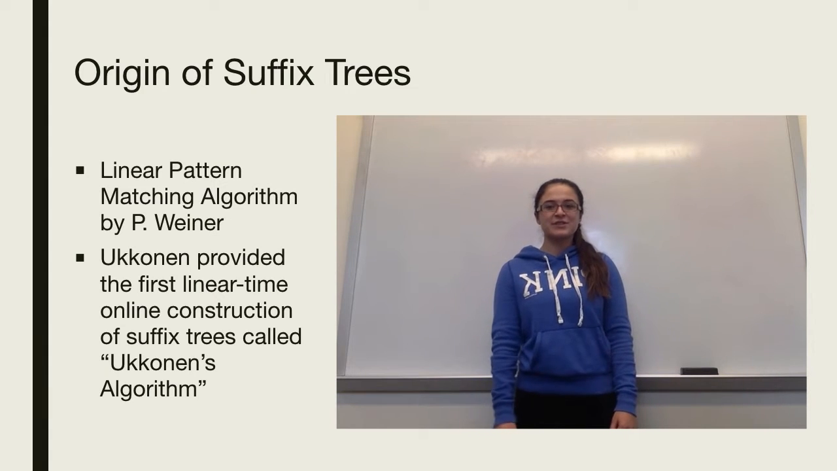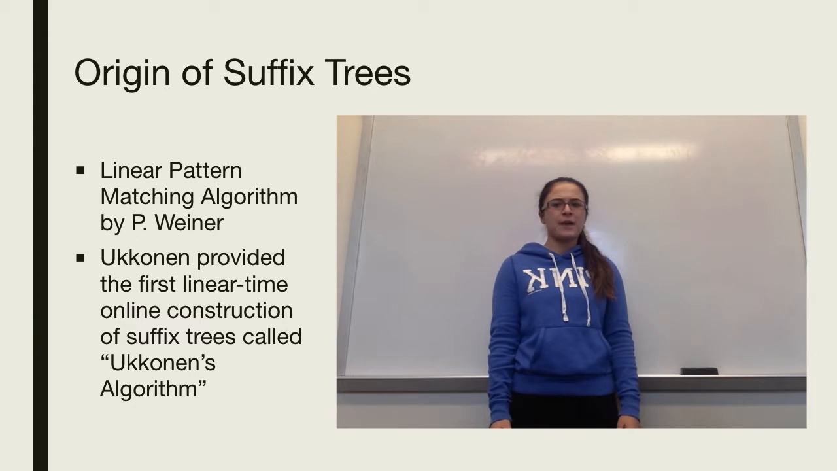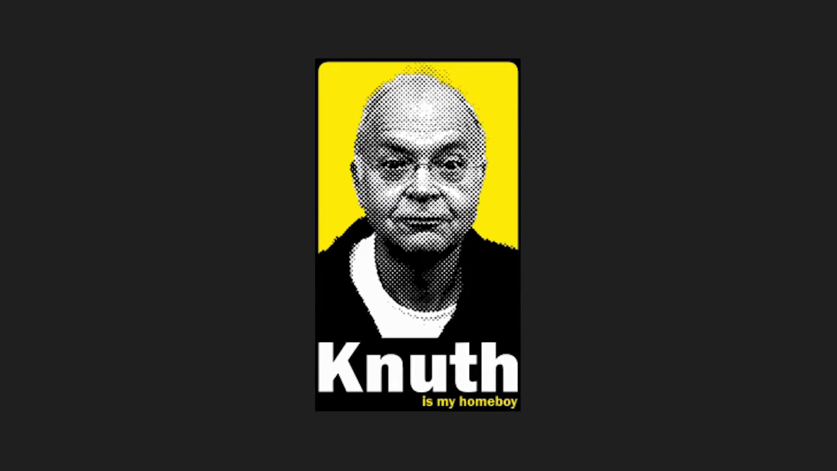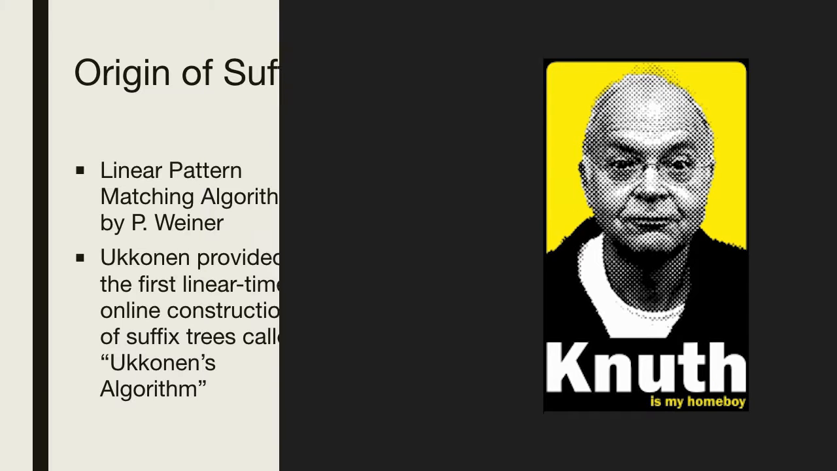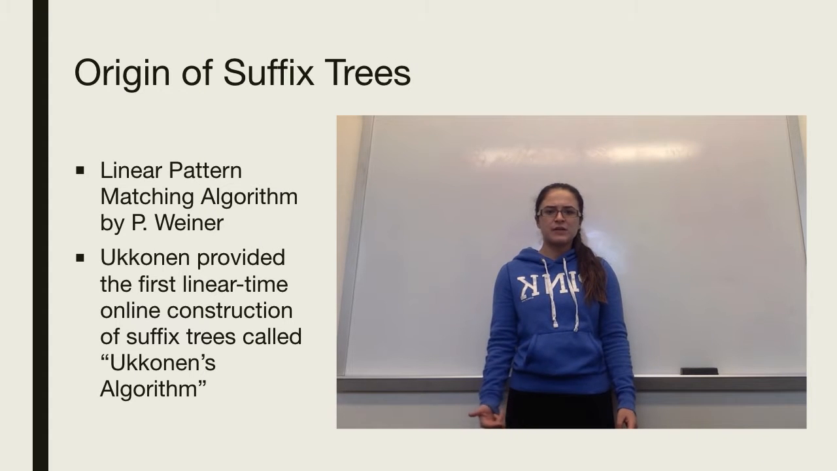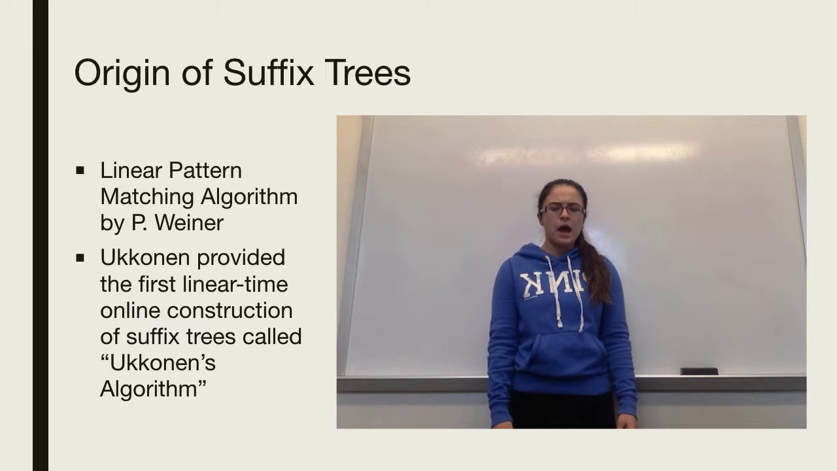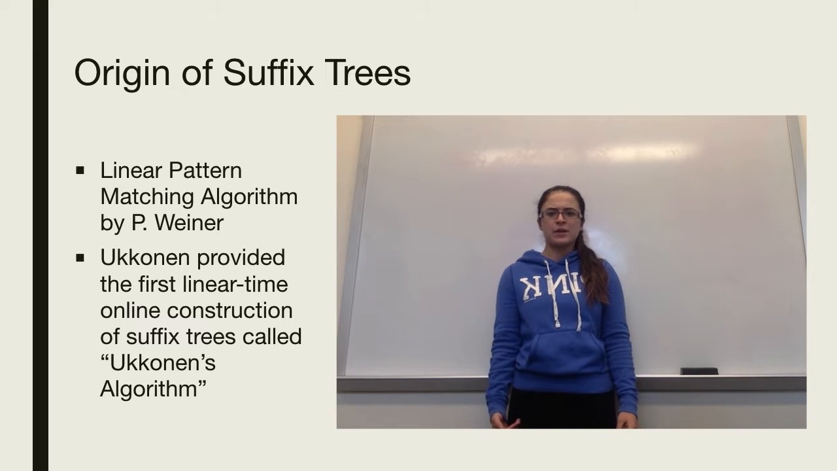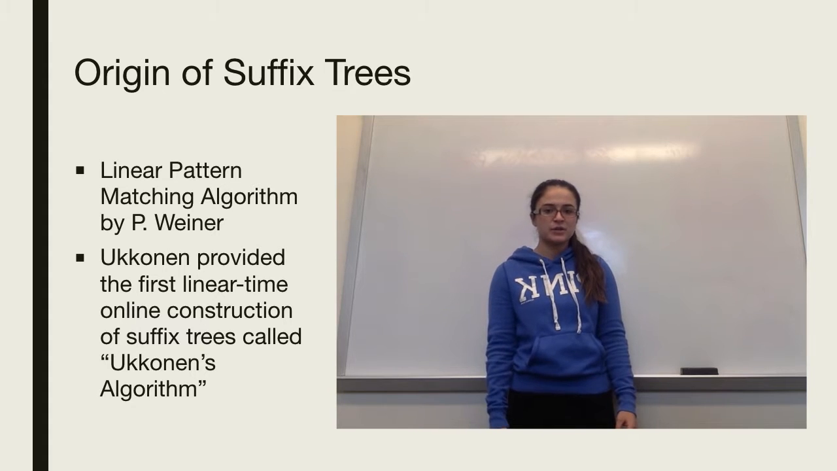Suffix trees were first introduced in a paper called Linear Pattern Matching Algorithm by P. Weiner. In this paper, Donald Knuth characterized it as Algorithm of the Year in 1973. This algorithm was later simplified by E. Ukkonen and Edward M. McCreight. Ukkonen actually provided the first linear time online construction of suffix trees, and this is now known as Ukkonen's algorithm.